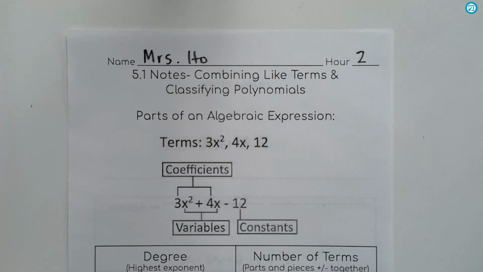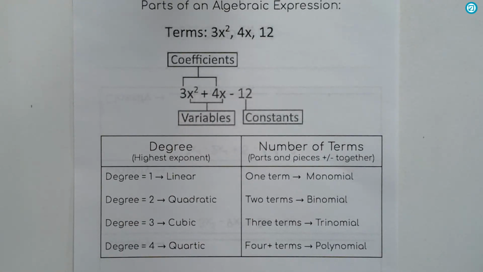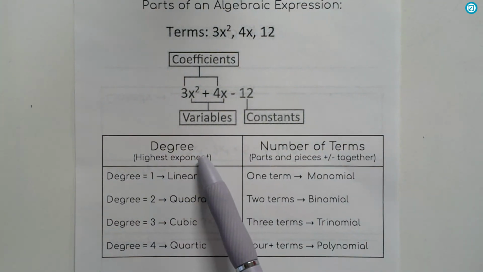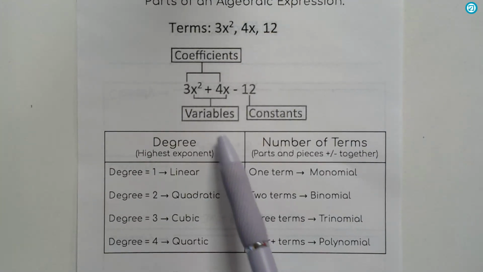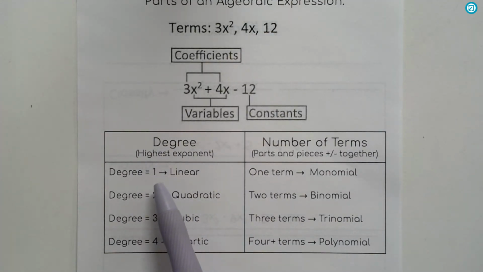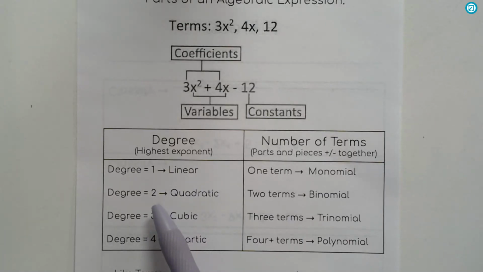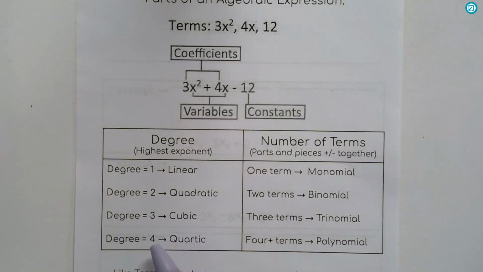Once we get our like terms combined today, we are also going to be classifying our polynomials. There's a lot of vocab today, but you've got your note sheets, and we'll put this on your note card as well. We are going to classify polynomials by two different things: by degree and by the number of terms. The degree is the highest exponent. Highest exponent 1 is linear, 2 is quadratic, 3 is cubic, 4 is quartic. That is based on the degree of the polynomial.